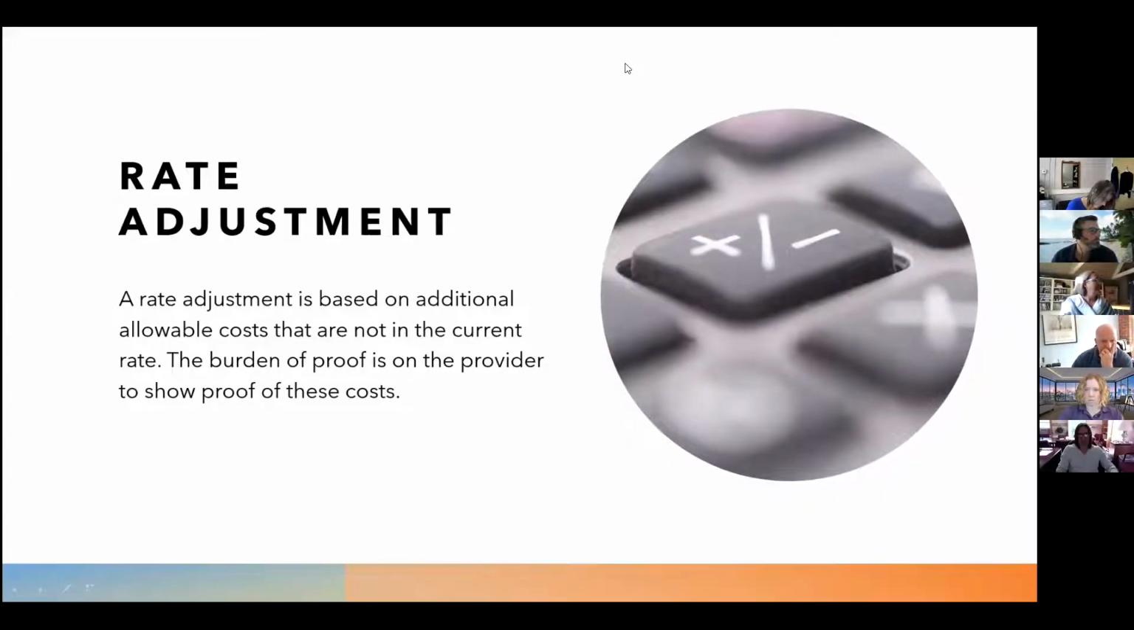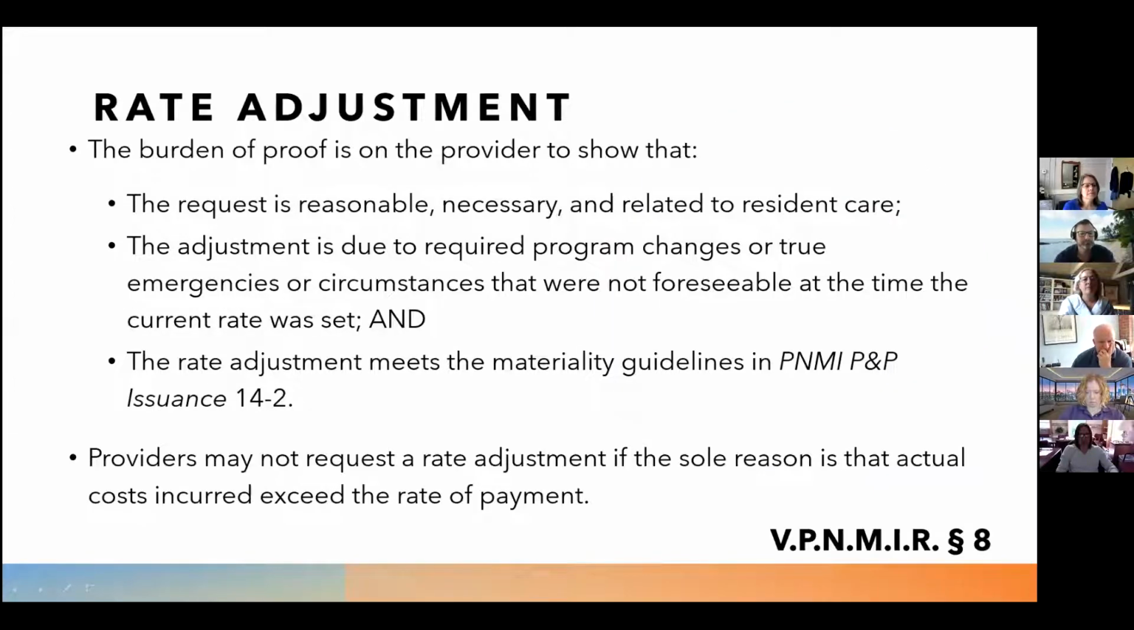To let everyone know that a rate adjustment is based on additional allowable costs that are not in the current rate, and the burden of proof is on the provider to show proof of these costs. So the burden of proof is on the provider to show that the request is reasonable, necessary, and related to resident care.